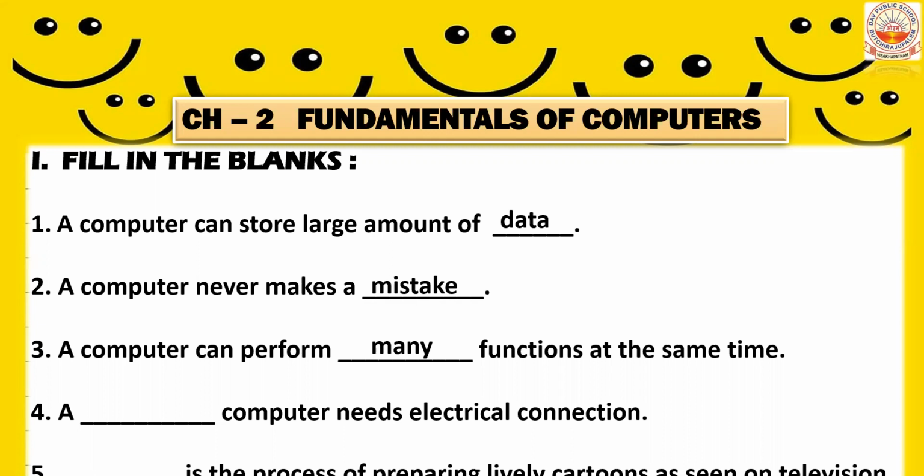Now, the next one is a dash computer needs electrical connection. Can you tell me, children? What is the answer? So a desktop computer needs an electrical connection. The next one is dash is the process of preparing lively cartoons as seen on the televisions. Can you tell me the answer? So it is animation. Okay, so animation is the process of preparing lively cartoons as seen on the television.